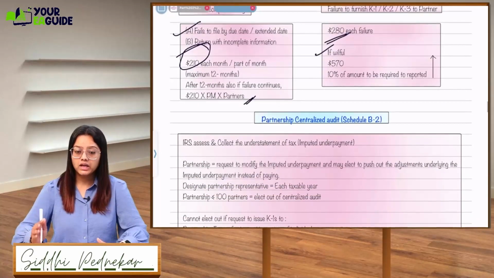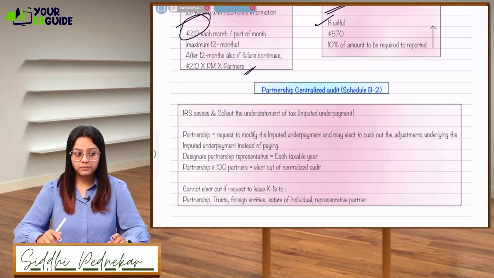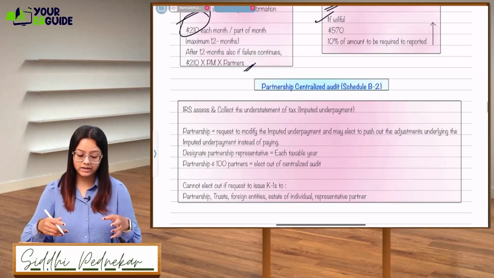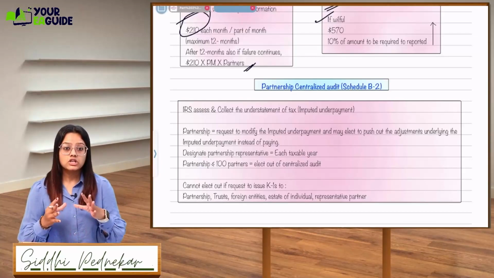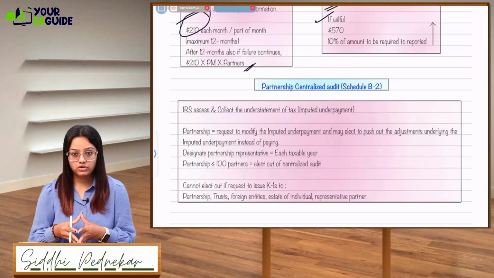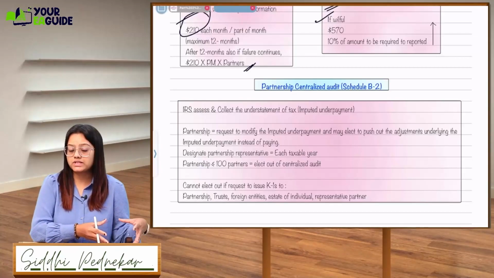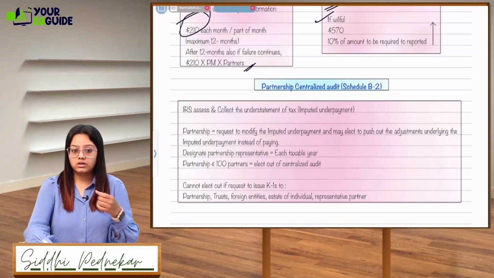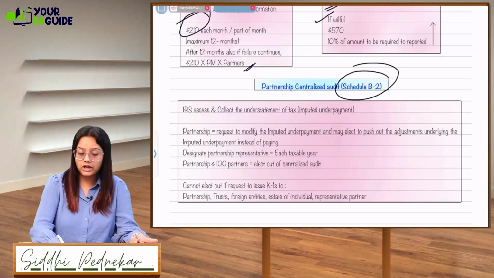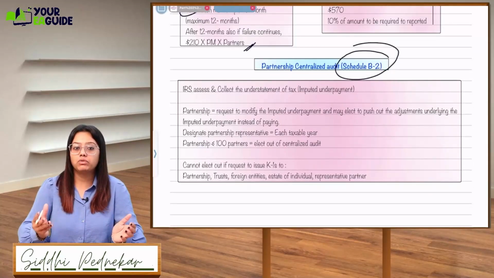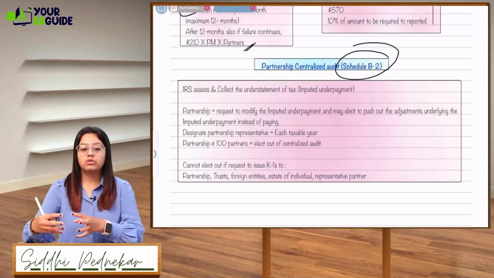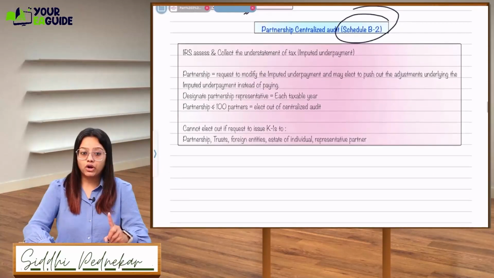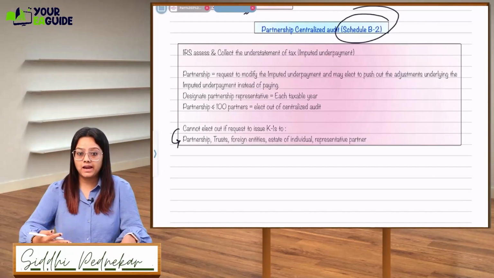Okay. Partnership centralized audit. What do you mean by partnership centralized audit? In that case, the IRS is going to assess your tax return. If you don't want to enter into a centralized audit, you don't want your partnership in a centralized audit, then there is a schedule B2 which will be used, where you need to collectively mention, all the partners should mutually agree and sign that we are opting out of the partnership audit. But you cannot opt out if you have to issue a K1 to some other partnership.